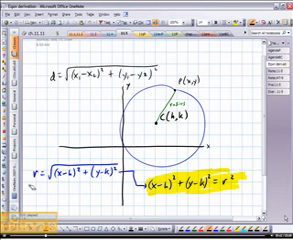All you do then is square both sides. Squaring r, you get r squared. You square the left side, the square root goes away, and you have x minus h squared plus y minus k squared is r squared. So this is our formula, given the center h comma k and the radius r.